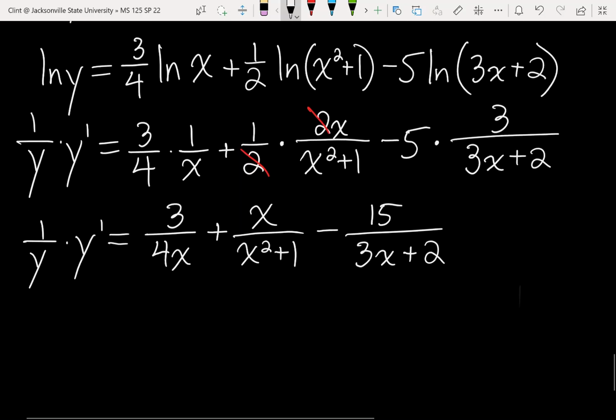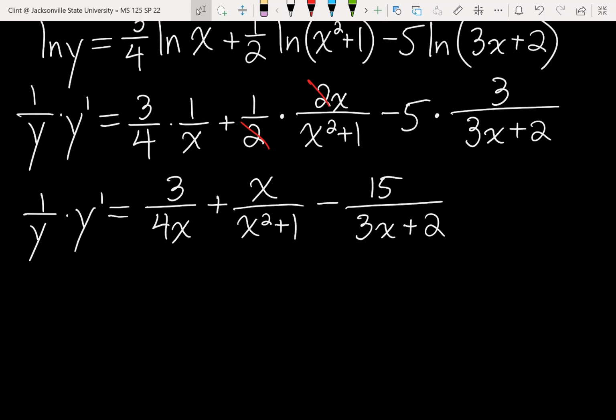The only real hassle that we've created by doing this is that we need to solve for y prime. That's not a big deal, because the only thing we have to do to solve for y prime is multiply both sides by just y. So just multiply both sides by y. So y prime is y times what we had.